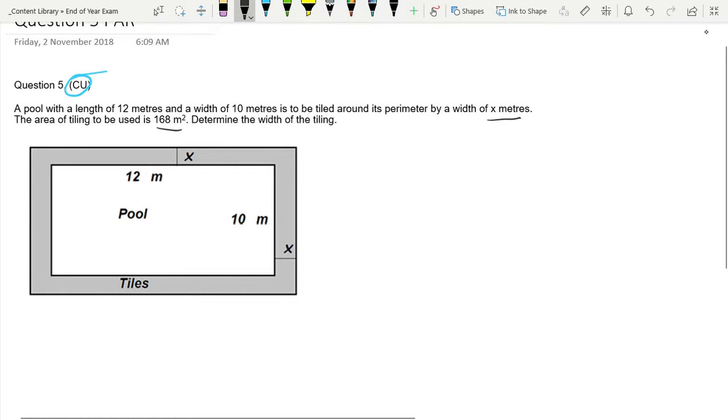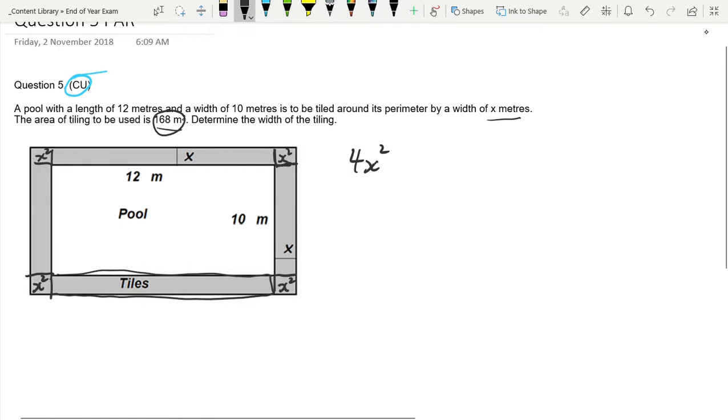Now, this one relies on you coming up with an expression for the tiled area, which you can then turn into an equation because you know what the area of tiles to be used is. If we look at each of these little squares here, they're x by x metres. x by x gives x squared. Now there's 4 of those, so all combined it'll give 4x squared.